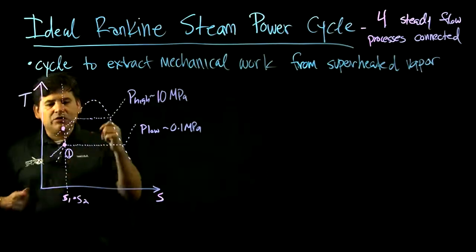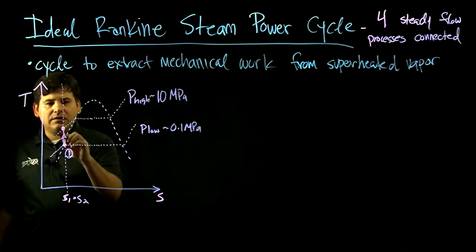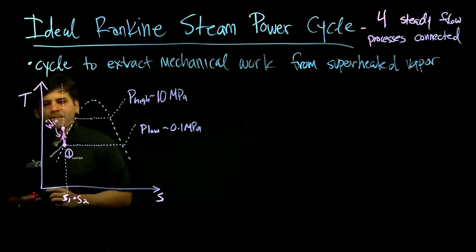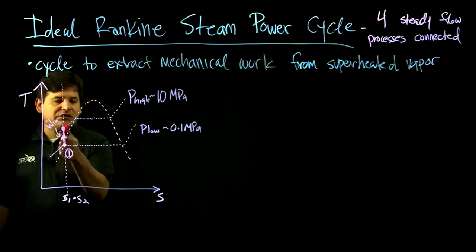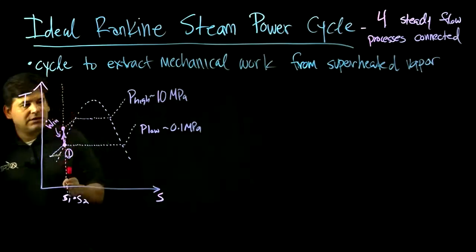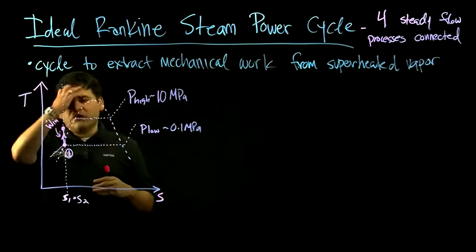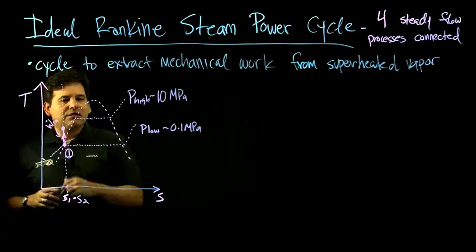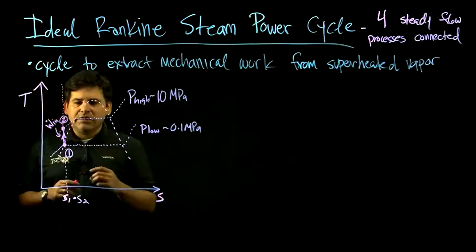And in this case, what we're doing is putting mechanical work in. So this is work in at a pump. This is a liquid pump. So it goes from saturated liquid to compressed liquid, lower pressure to higher pressure at the same entropy. And you want to do that because it's more efficient to heat it up and change the phase at a higher pressure. So the next stage after you go from state 1 to state 2 is to boil it.